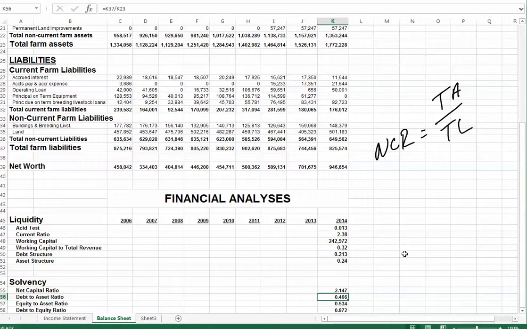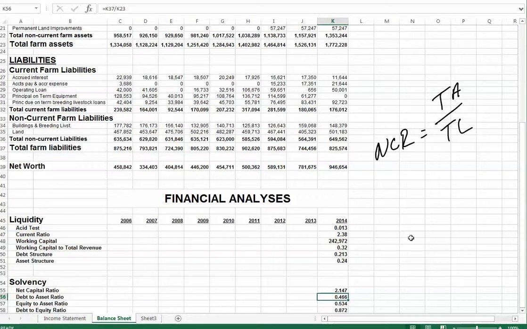Also remember that this is based on the book value of all your non-current assets, because we're still not talking about market value balance sheets. It's very important that you learn these concepts before we actually move to a market value balance sheet. So once again, net capital ratio, it's total assets over total liabilities, and it simply determines whether or not there's a total asset value sufficient to cover all farm debts.